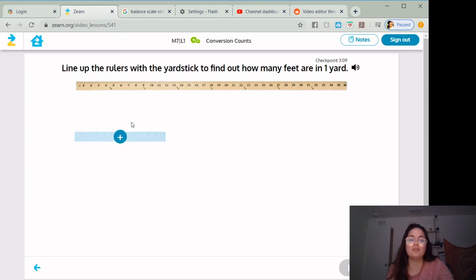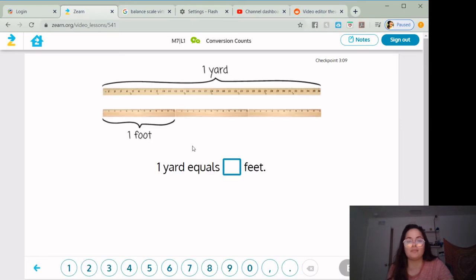And now we are going to line up these rulers with the yardstick to find out how many feet are in 1 yard. So that's 1 foot, 2 feet, 3 feet. So it looks like we have 3 feet that are equal to 1 yard. Because if one of these is equal to 1 foot, we've got 3 of them. 1 yard is equal to 3 feet.